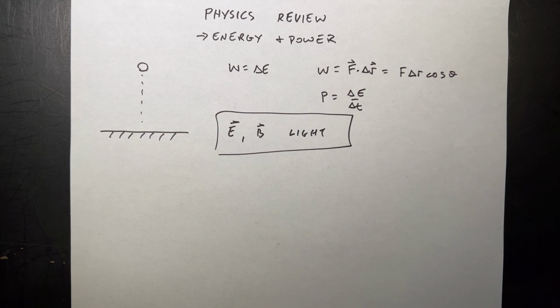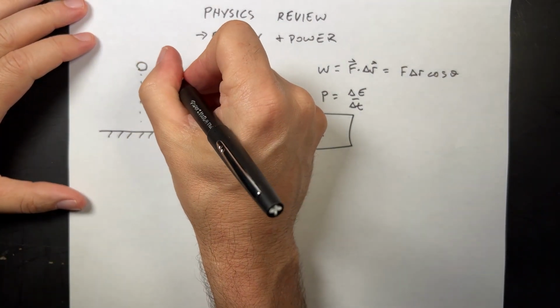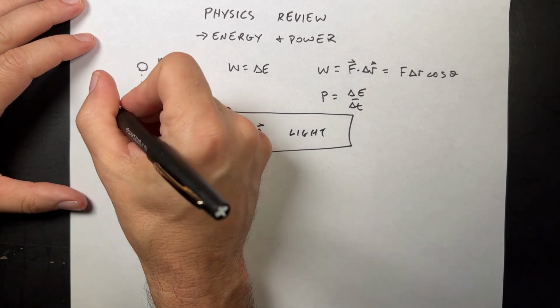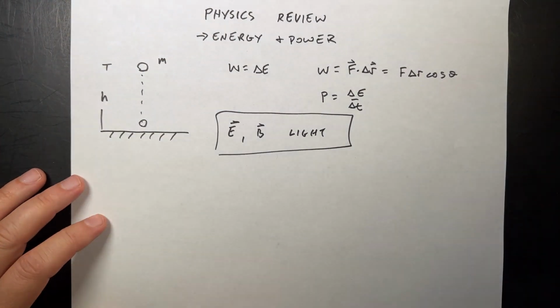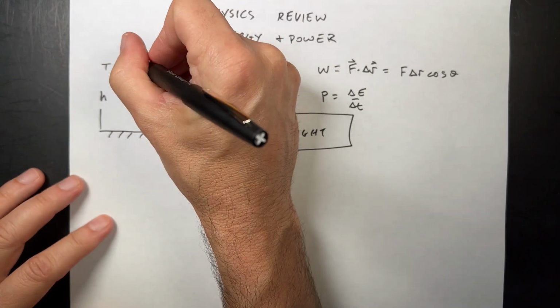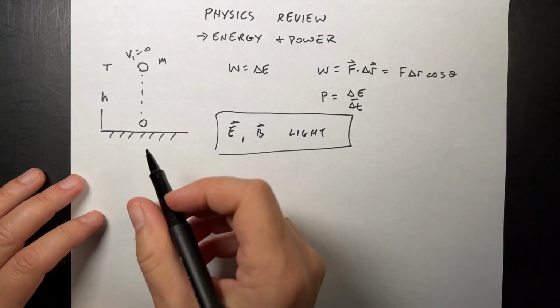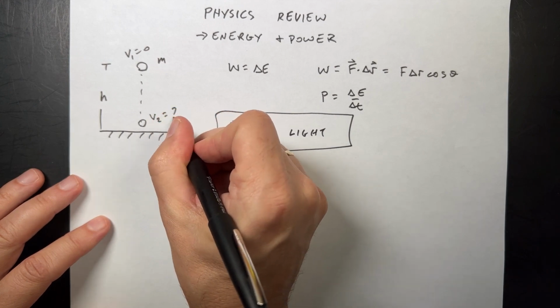I like to start with this example. Here's a ball of mass M, and it's above some ground, a height h. And we want to find out how fast it's going when it gets down to the bottom. So let's say it starts from rest, v1 equals 0. I'm going to use scalar values here. v2 equals we don't know.